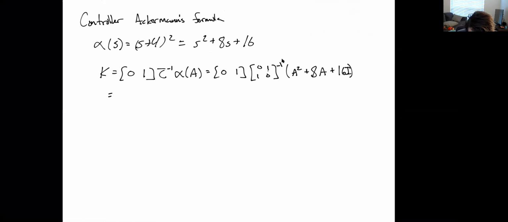All right, so now let's do this. This will be 0, 1, times the inverse of the controllability matrix. I believe it's negative 1, 0, 0, negative 1. Let's make sure. I'm just plugging it into MATLAB. Great. Not negatives, just itself: 0, 1, 1, 0.